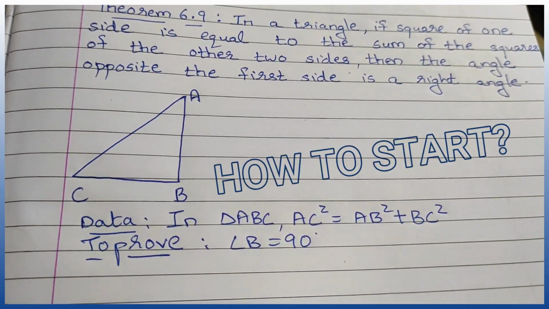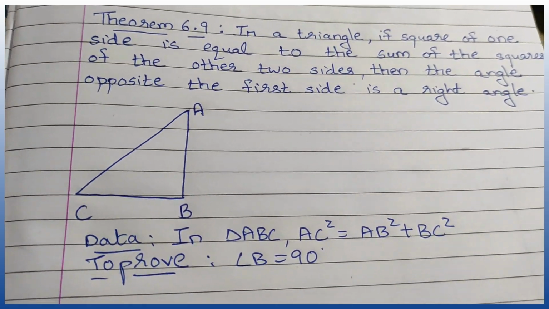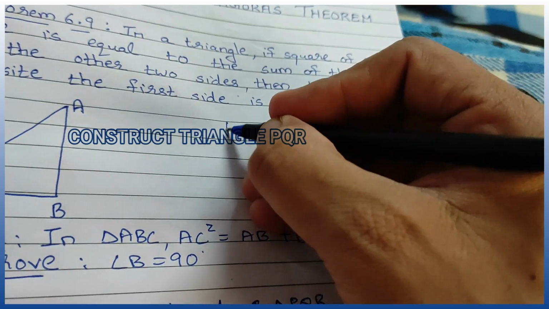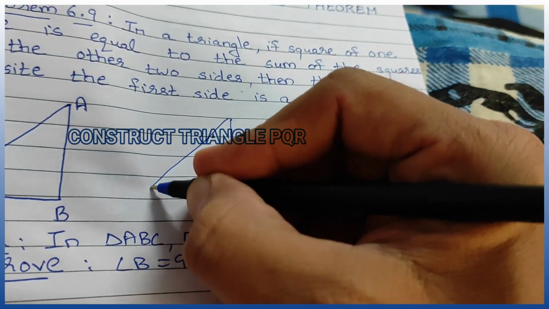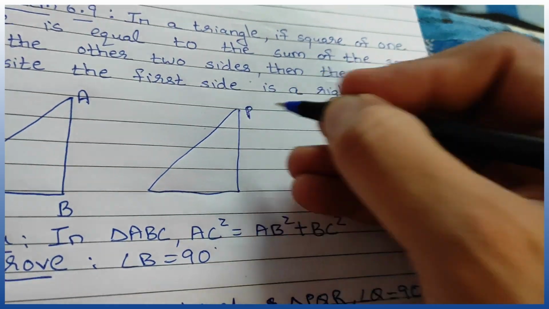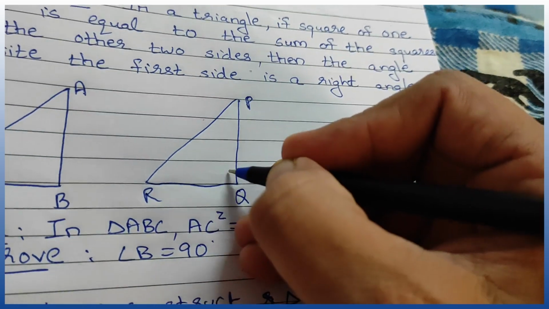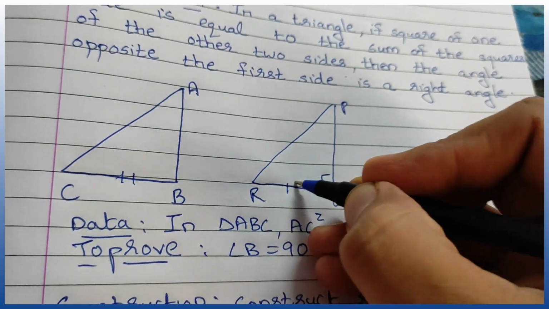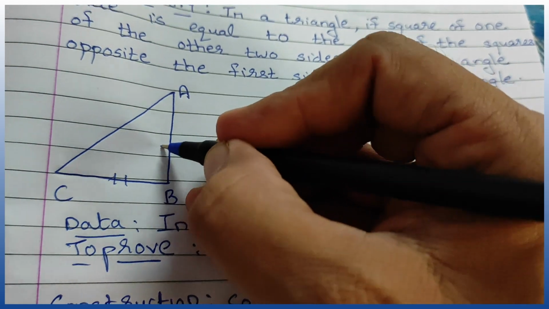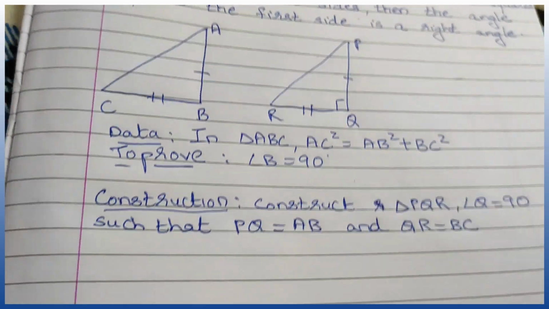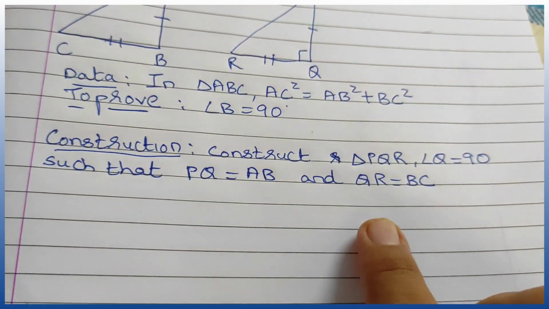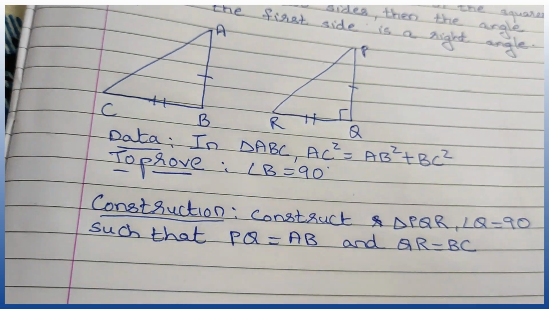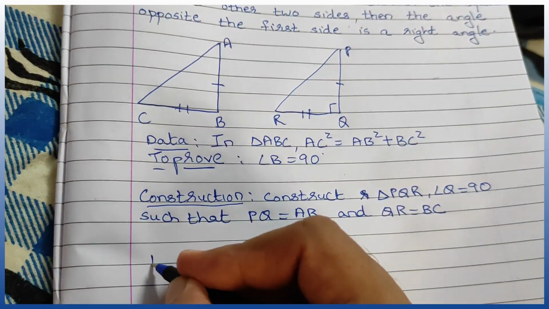Now, how will we start this theorem? Please focus. To begin with, let us construct a triangle PQR. In triangle PQR, angle Q is 90, and BC is equal to QR and AB is equal to PQ. So we have constructed a triangle PQR, in which angle Q is 90 and PQ is equal to AB, QR is equal to BC. This is our construction, right students?